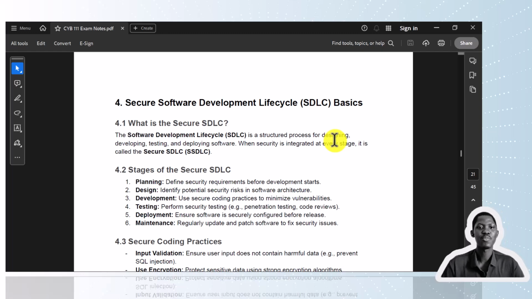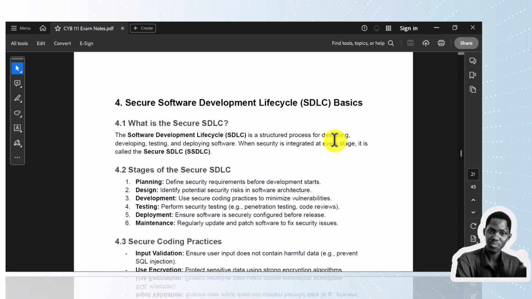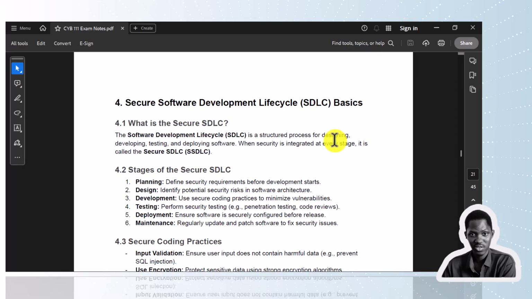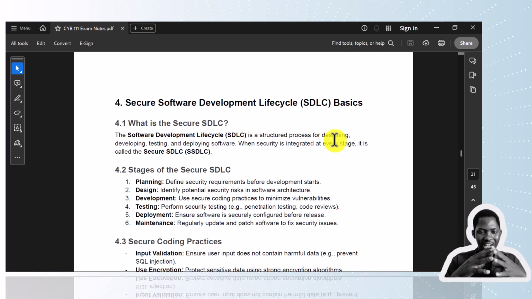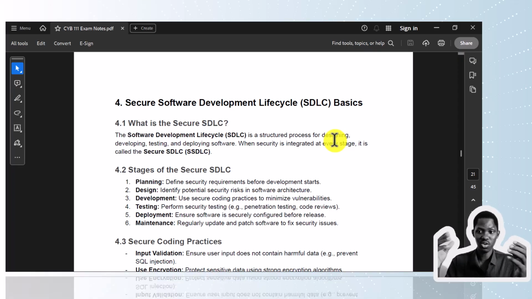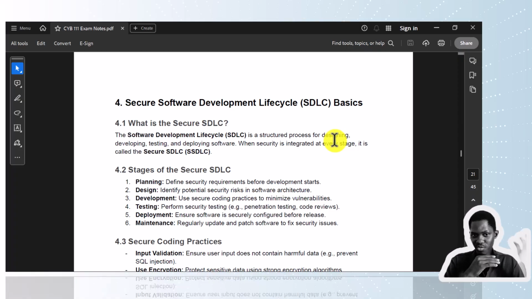Then the deployment stage. This is where the software is taken from development to where the user will use it. You are giving it to the user. At this stage, you ensure that your software is securely configured before release, so that attackers will not use misconfiguration as a vulnerability to attack you. Misconfiguration can be a vulnerability too.